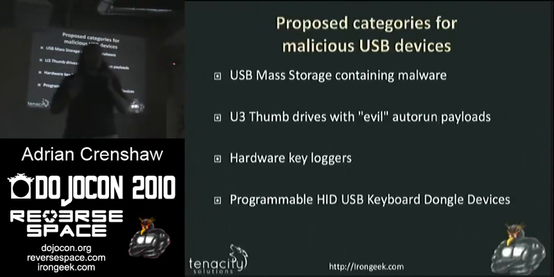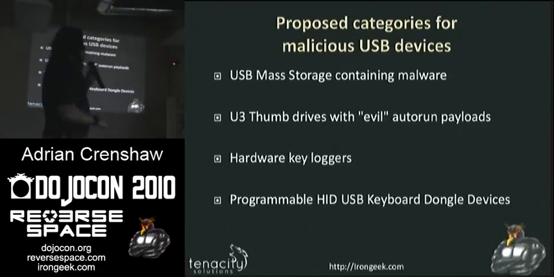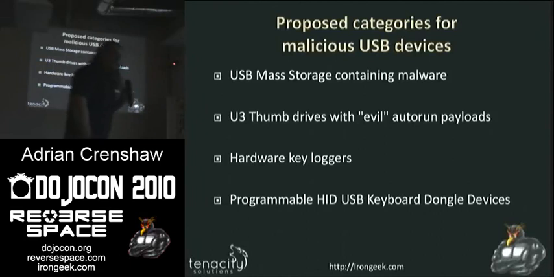All right, I have a few proposed categories for malicious USB devices. The first one we'll mention is USB mass storage devices containing malware. Basically, these are, I'll explain what they are in a second. Next category, U3 thumb drives with evil auto-run payloads. These basically can be lumped into one category if you really want. Then hardware keyloggers and programmable HID USB keyboard dongle devices.